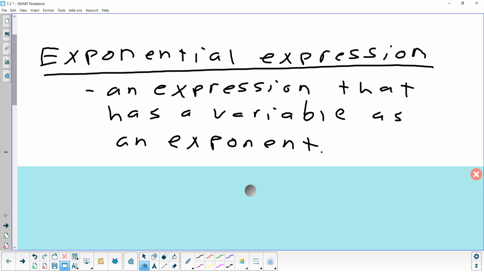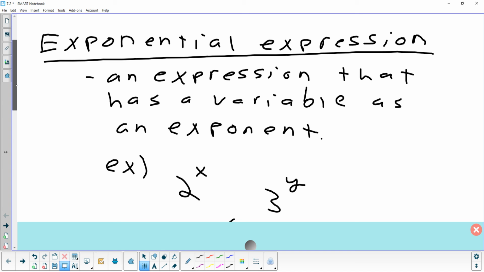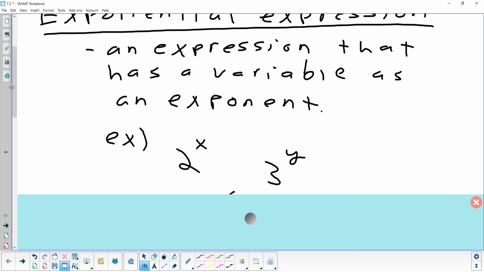Not something that you see in Algebra 1. In Algebra 1, you might have something like this. You have a variable, but it's not in the exponent. That's very different. There's a couple more examples of exponential expressions. 2 to the x, 3 to the y. Anything with a variable in the exponent.